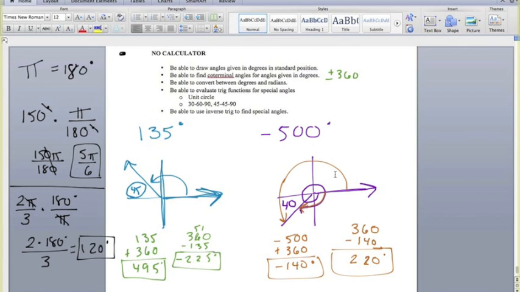Questions on converting? Would we get marked off if we didn't put the degrees? No, I won't be that picky. Other questions on any of this? Because I'm going to erase this as we go into our next type of question.